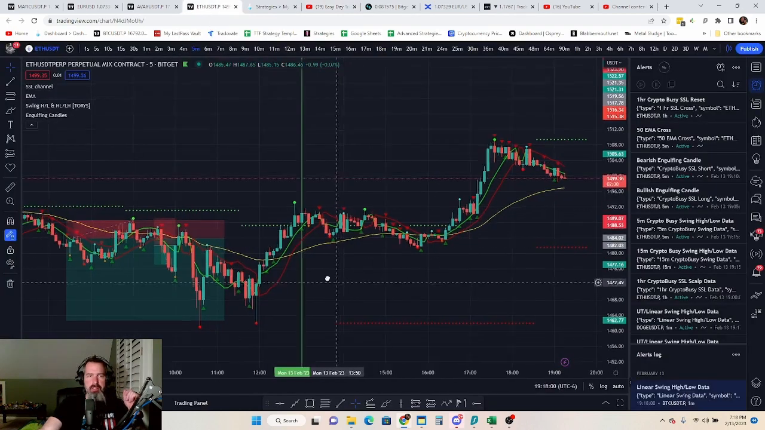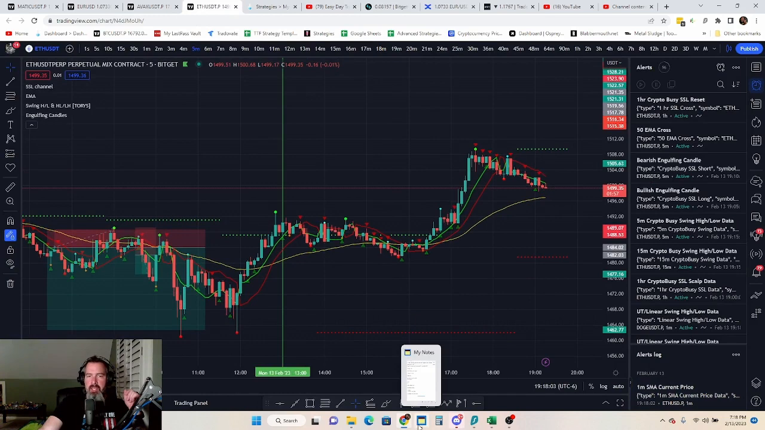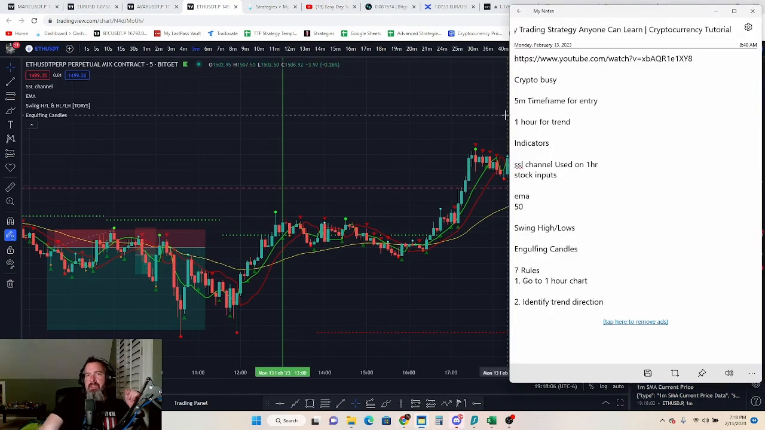So this is my chart. I've got all of the indicators up there already. Here's my notes. So we're going to use multiple time frames on this strategy. We're going to use multiple alerts. In his strategy on his channel, he uses the SSL channel and an EMA, and that's it. So on his video, he only uses the SSL channel and the EMA.